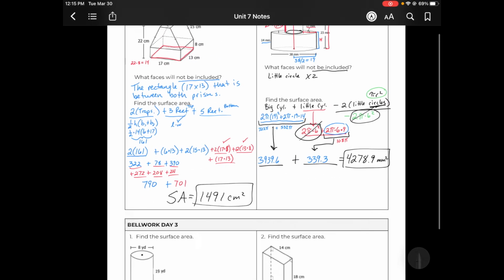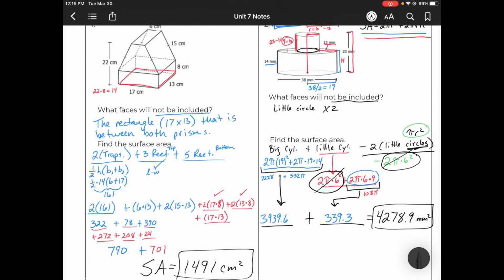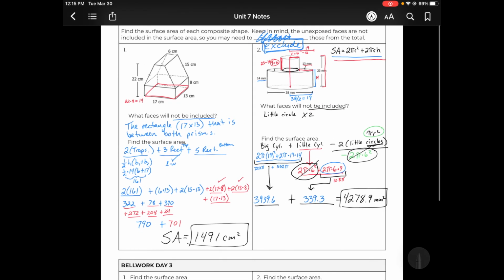Okay? So there's a lot of work on some of these, but trying to break it into its individual pieces is the best way to go about doing this.